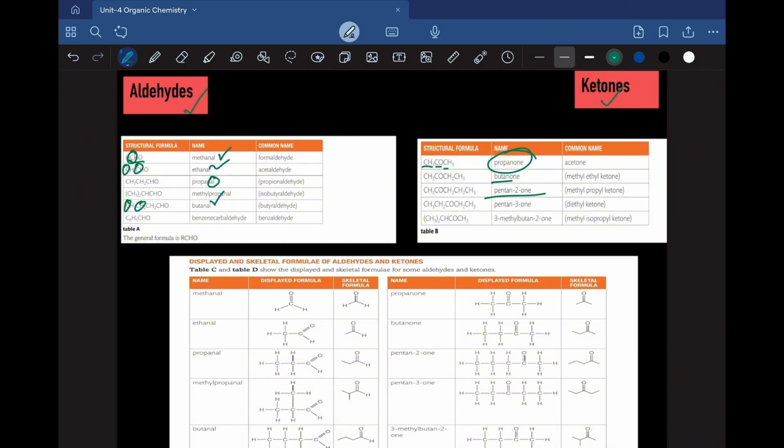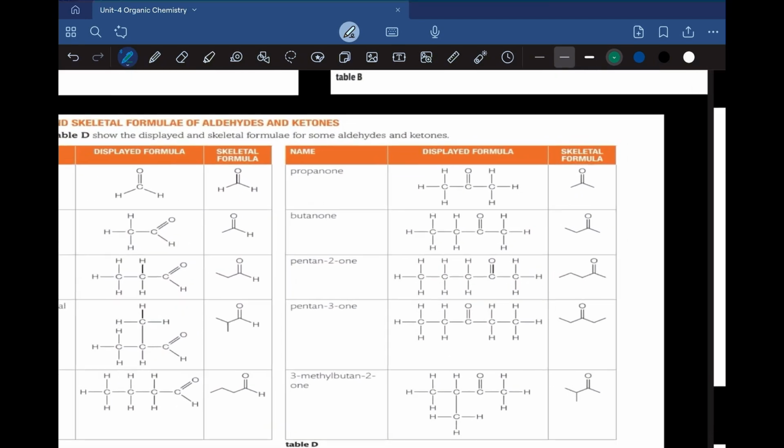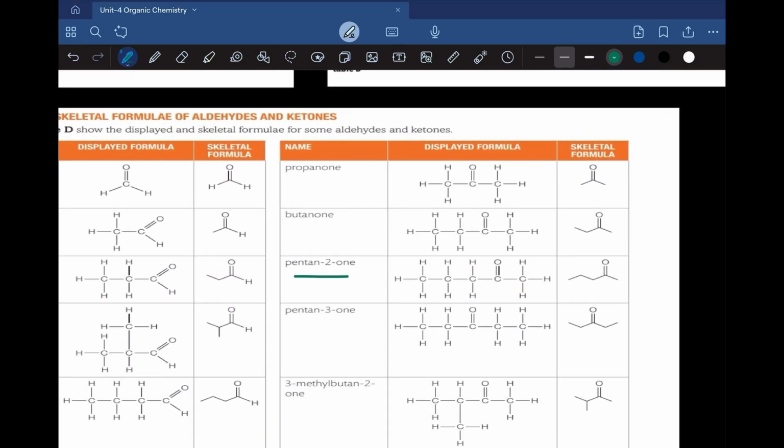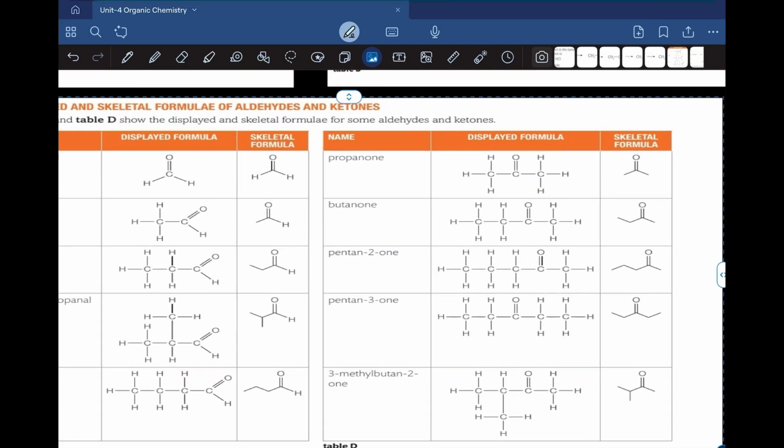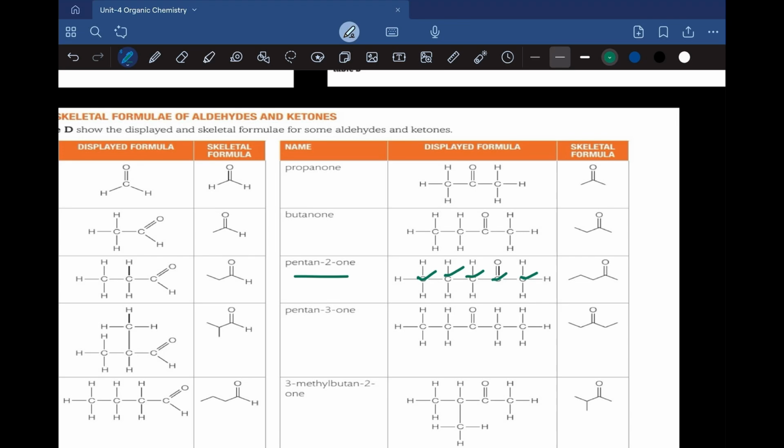If you guys want, I can show you some examples here. Here it is pentan-2-one. Why is it pentan-2-one? Because in the straight chain you can see 1, 2, 3, 4 and 5. There are 5 carbon atoms, and the C double O group is on the second carbon atom. That is why we have named it pentan-2-one. And for pentan-3-one, the carbon-oxygen double bond is on the third carbon atom.